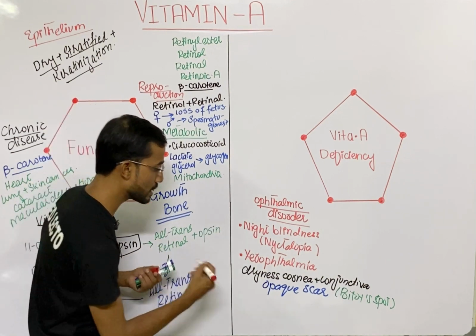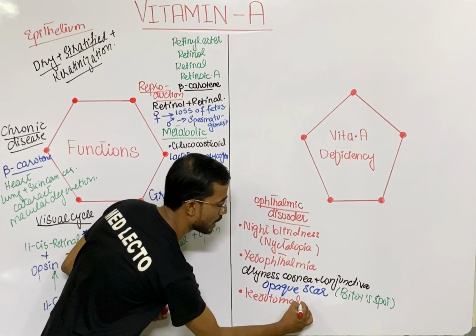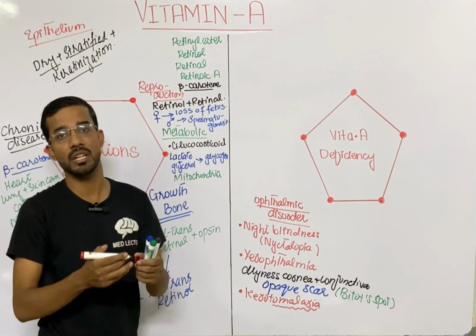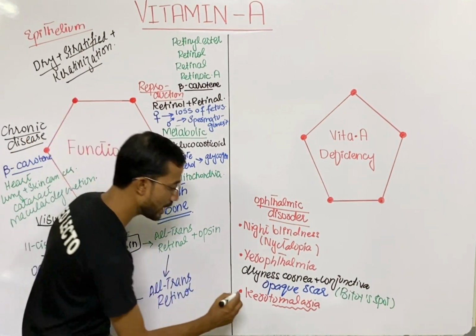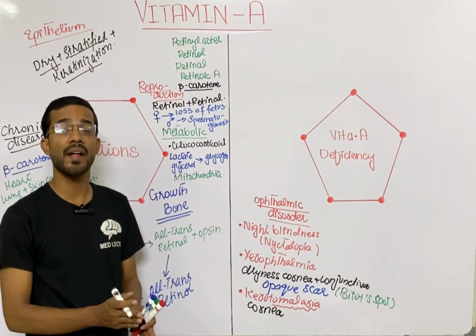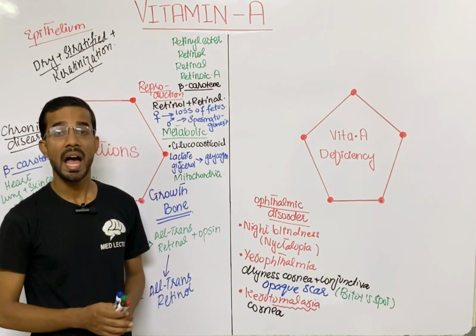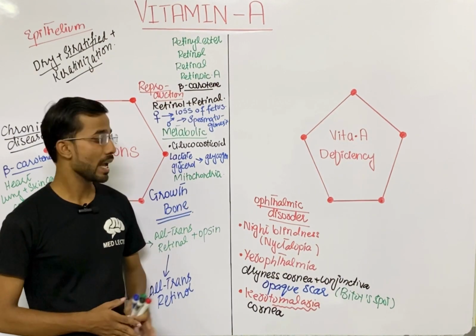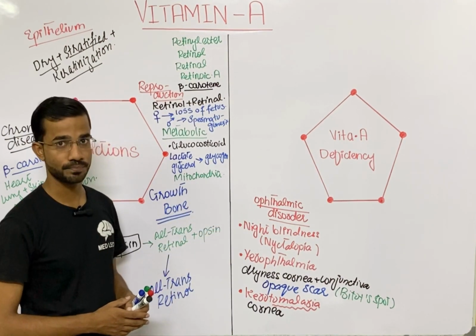And the last one is keratomalacia. It happens in the first year of life, and in this case you will see the cornea become dull and insensitive, and ultimately you will see necrosis of the cornea. Here are basically the three most important conditions in these ophthalmic diseases.